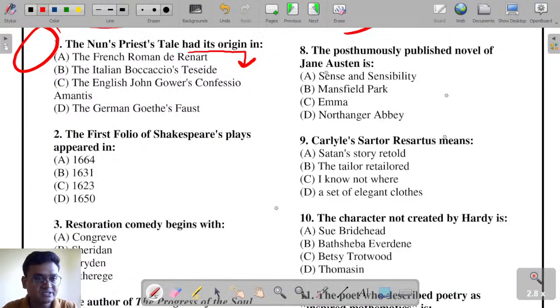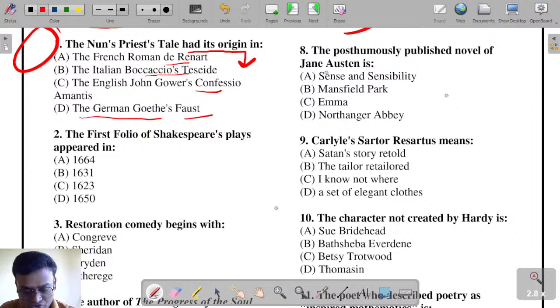Don't worry. So the Nance crystals had their origin in the French Romandie Renard, the Italian Boccaccio's Taciti, the English John Gower's Confessio Amantis, and the German Goethe's Faust. Please do answer if you don't know.